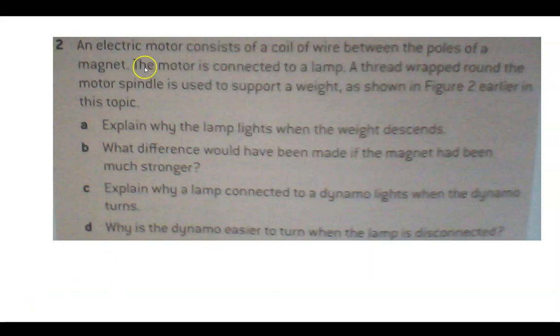So, we've talked about the electric motor through part A and part B. Part C then is asking us to explain why a lamp connected to a dynamo lights when the dynamo turns. So, if we think about this, we have explained what happens with a motor.